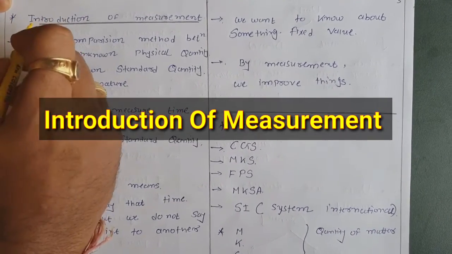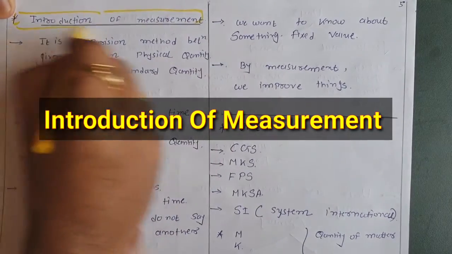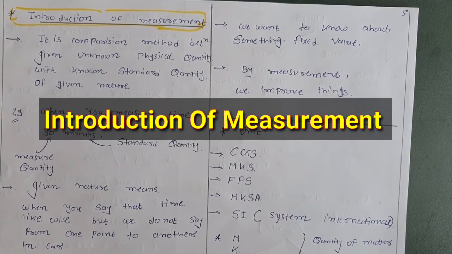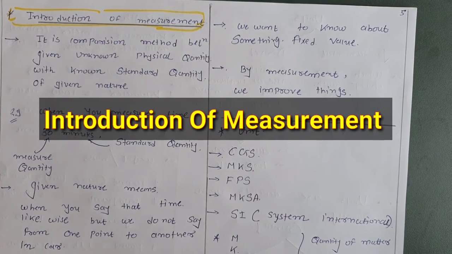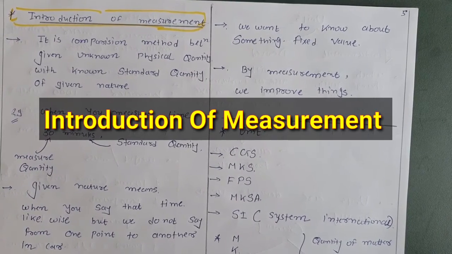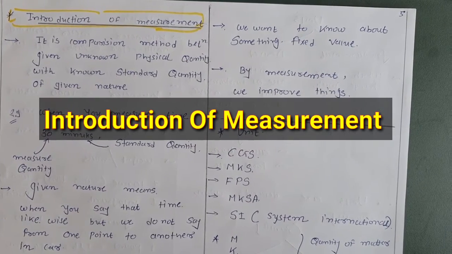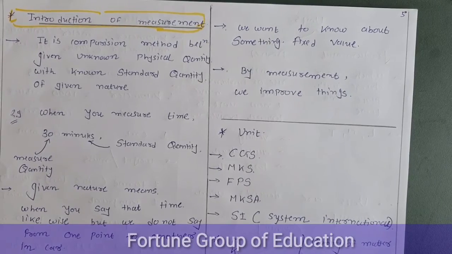Our next topic is the introduction of the measurement system. Now, what is a measurement? Do you know? If we check something, then we can do the measurement. So we can say that it is a comparison method between a given unknown physical quantity with a known standard quantity of a given nature.